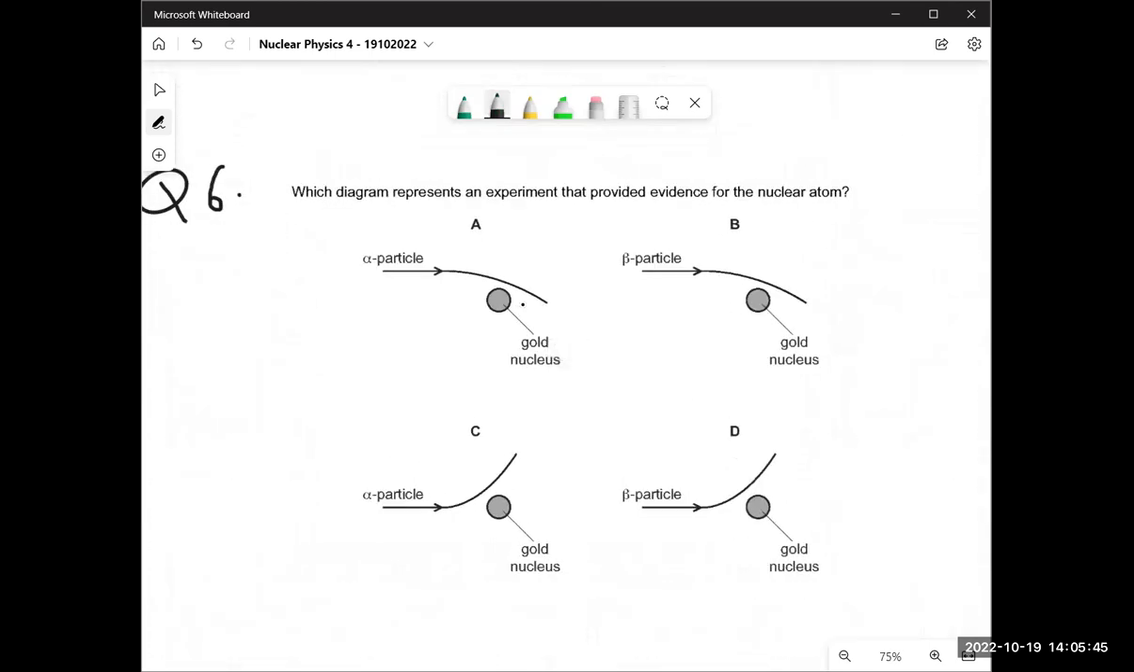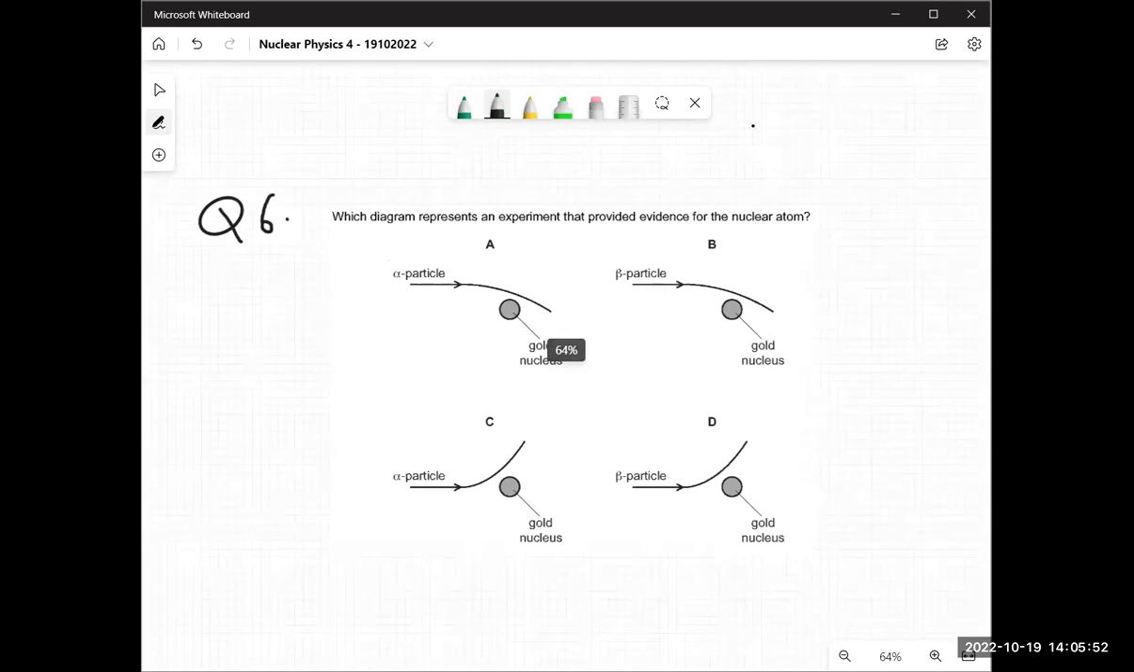Quick, now you should hurry up, because the more questions you can solve, the easier it will be. Now, all of these questions are from 2016. Ayan, read the question and answer. Which diagram represents an experiment that provided evidence for the nuclear atom? Alpha particle going to a gold nucleus, beta particle going to a gold nucleus, alpha particle above a gold nucleus, and beta particle above a gold nucleus. So which of these is correct?